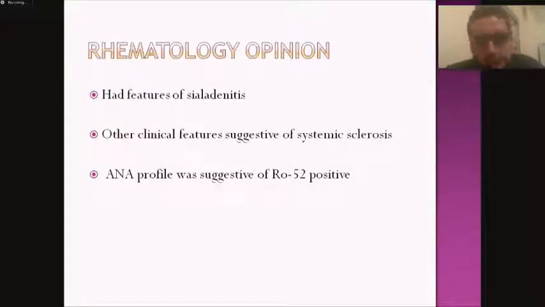So we took a rheumatology opinion, and she was found to have some involvement of the salivary gland, and clinically she fit into systemic sclerosis. But her ANA profile, which was repeated, showed only Ro52 being positive. Nothing else was positive at this moment.